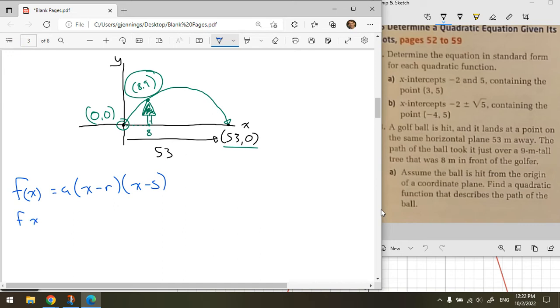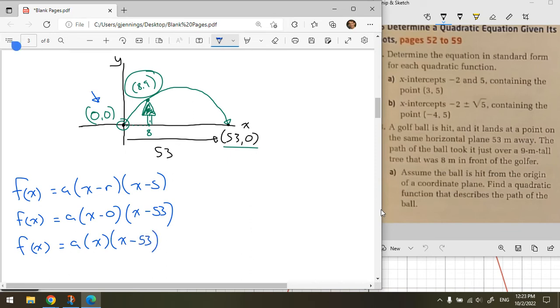And then let's substitute in the roots. f(x) is equal to a multiplied by (x - 0), because our first root is there at (0, 0). And our next root is there at 53. Okay, we could simplify. f(x) is equal to a multiplied by x multiplied by (x - 53). Notice that x - 0 just creates a root x.